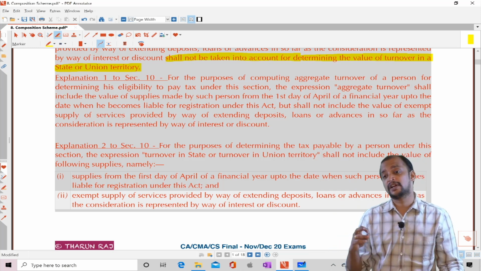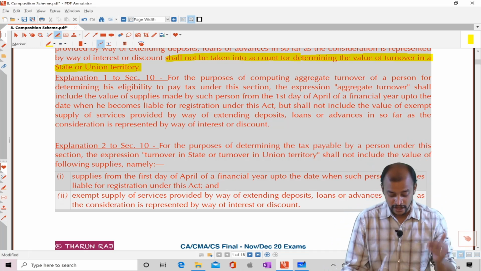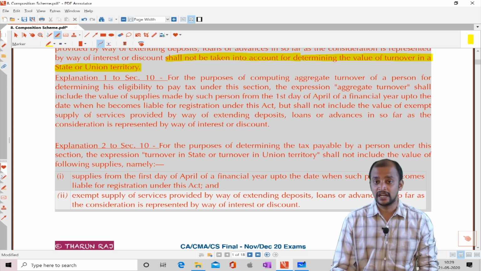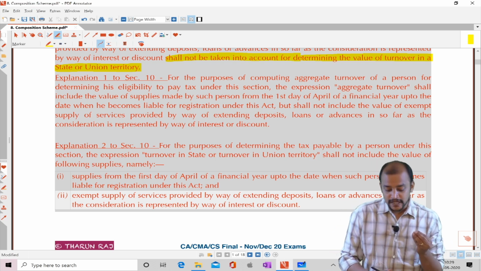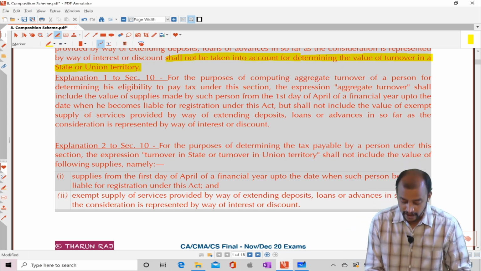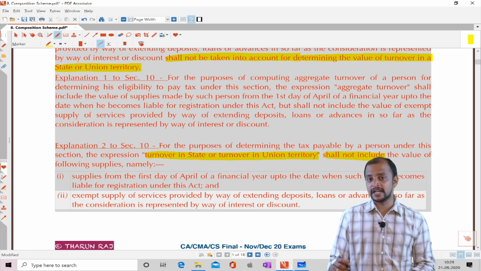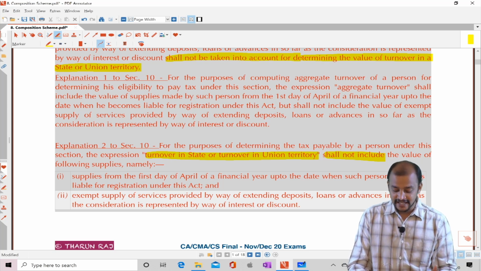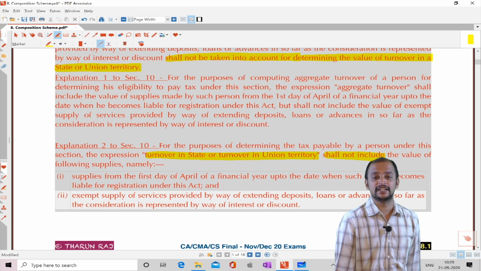See, explanation 1 and explanation 2 of section 10 apply to the entirety of the section, not just to subsection 1. If you look into explanation 2 to section 10, for the purpose of determining tax payable by a person under this section, the expression turnover in a state or union territory shall not include value of the following supplies, namely, the first point is not relevant here. Second, exempt supply of services provided by way of extending deposits, loans or advances insofar as the consideration is represented by way of interest or discount.